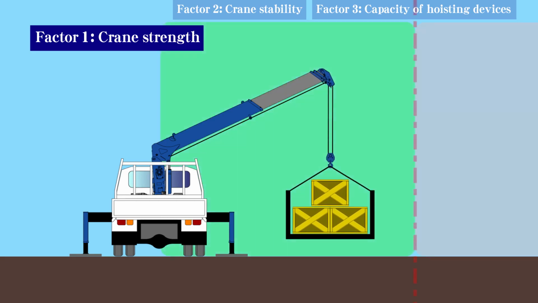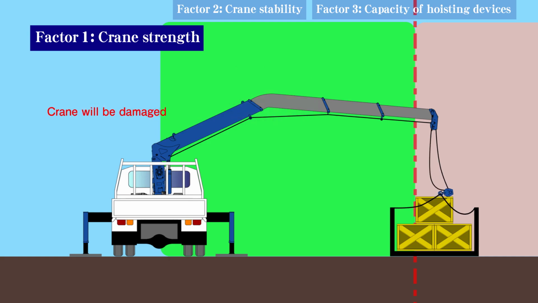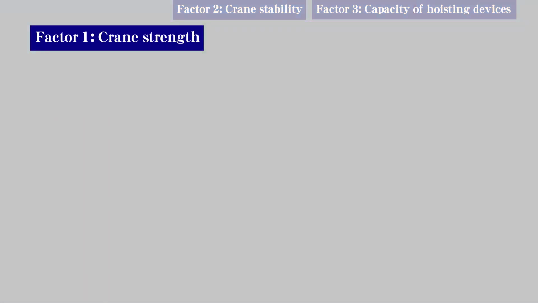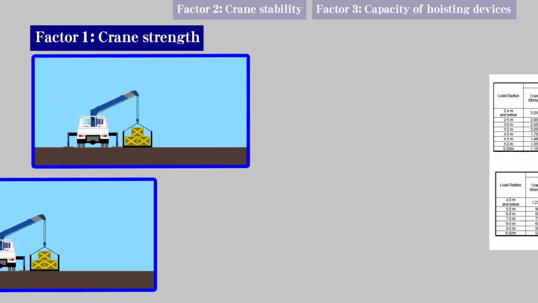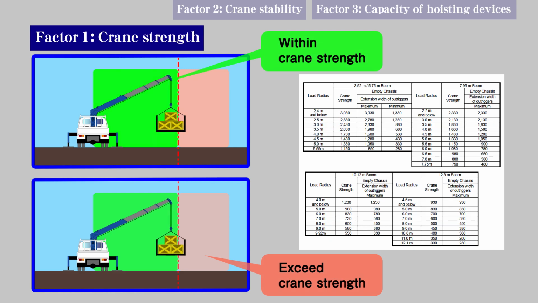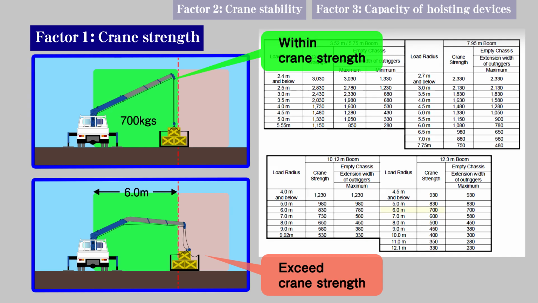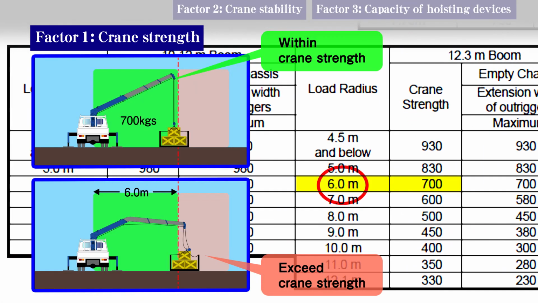Stress on the crane increases when the working radius is larger. Crane strength is largest when the boom is fully retracted. As the crane boom extends, crane strength decreases. When lifting a load of 700 kilograms, the working radius limit is 6 meters. If the working radius exceeds 6 meters, the crane may be damaged.